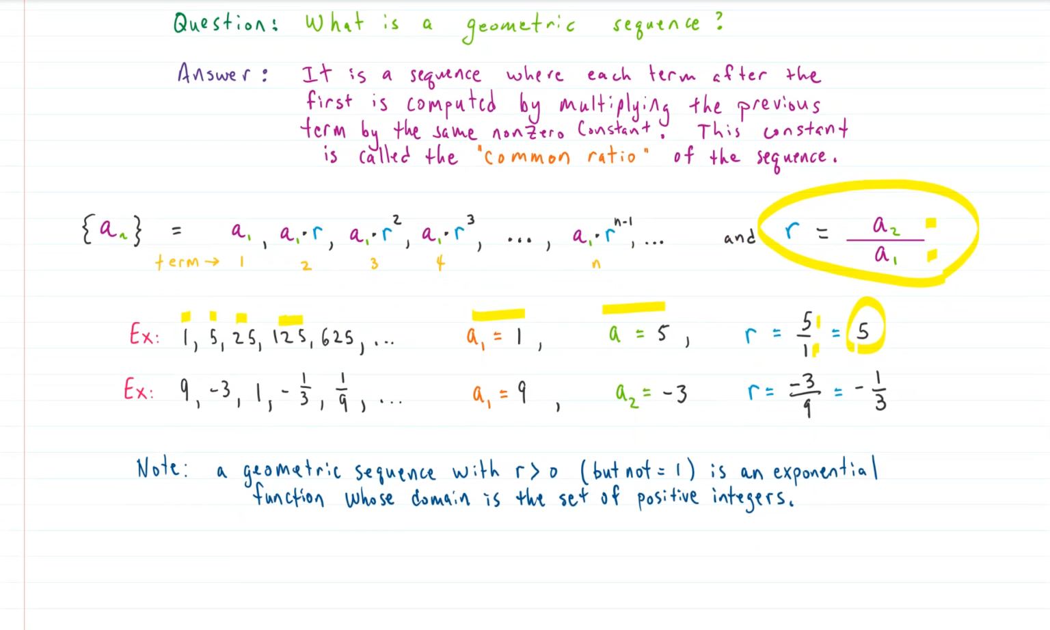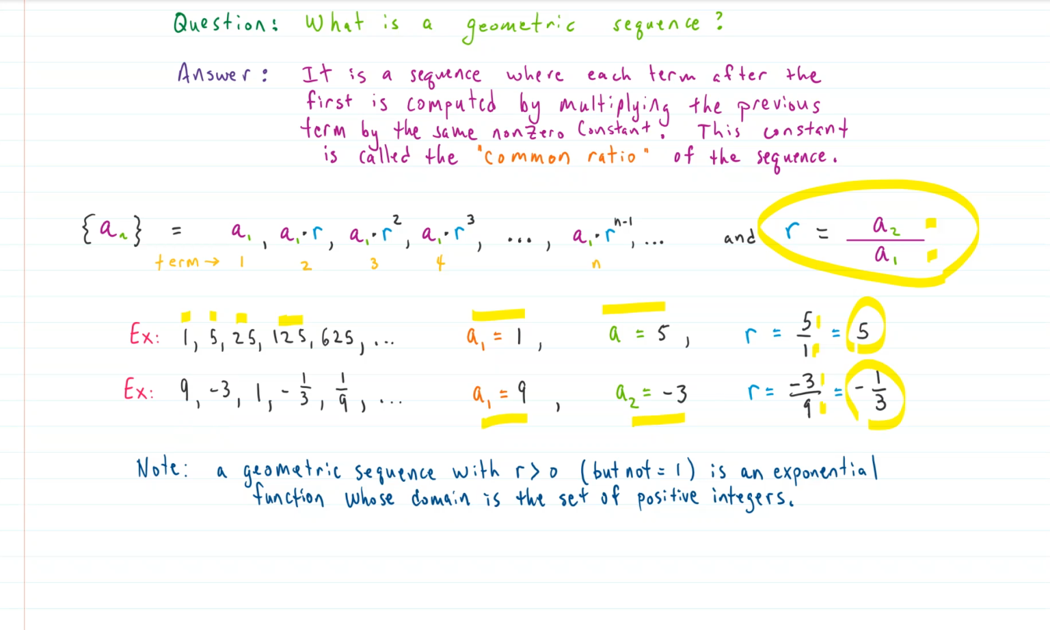In our second example, we have 9 as our first term, which is a sub 1. We have negative 3, which is our second term. If we take negative 3 and divide it by 9, we get negative 1/3.